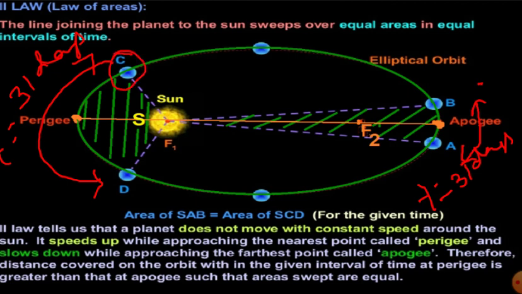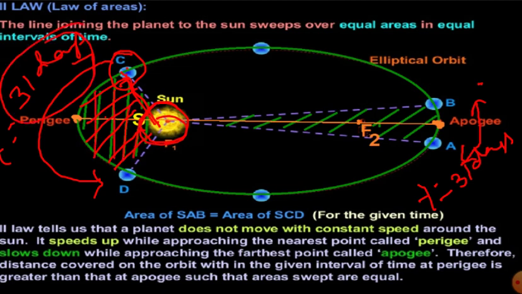the area swept by the line joining the sun and the planet, that is the statement: the line joining the planet and the sun sweeps equal area in equal interval of time. The area swept by this line joining the planet and the sun will be this shaded area. Am I right? In that period of 31 days.